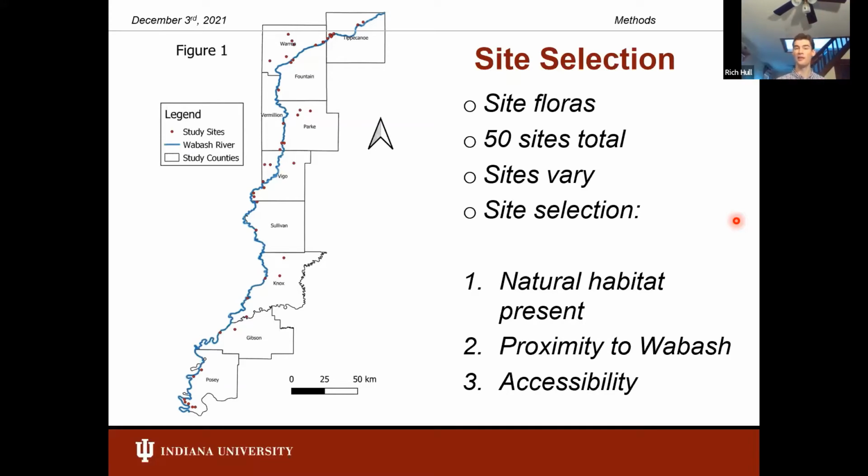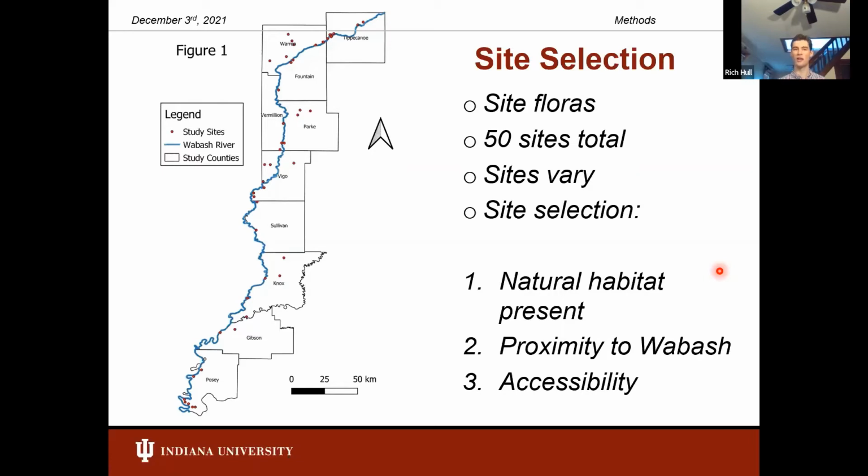So in total, I have 50 sites, and these are represented by red dots here on the figure to the left. And these sites vary in many different ways. So they vary in size, ownership, etc. but they were selected because of their natural habitat.